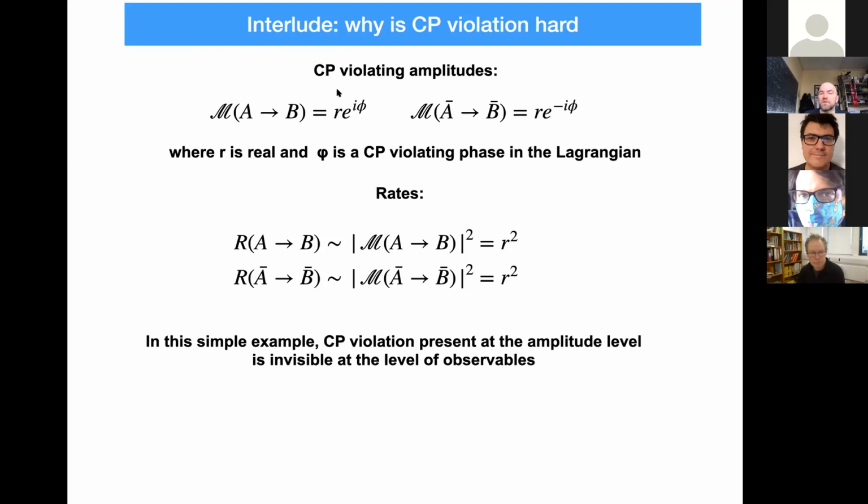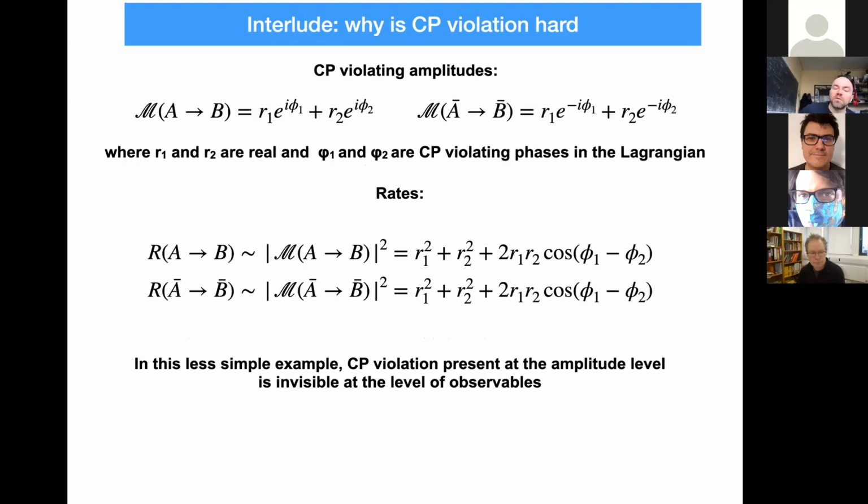So A to B has this form, and then the amplitude for the CP conjugate process, A bar to B bar, has a so-called weak phase. This has a CP violating phase that changes sign if we consider the CP conjugate process. So now at the level of the amplitudes, we do have CP violation because these two amplitudes are not the same. But of course, at the level of observables, there is no CP violation, because we take the rate, which is the amplitude squared, and this phase vanishes, and the rate will be the same for both processes. So we have to do something better.